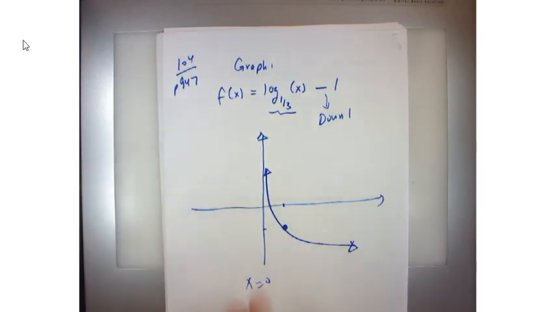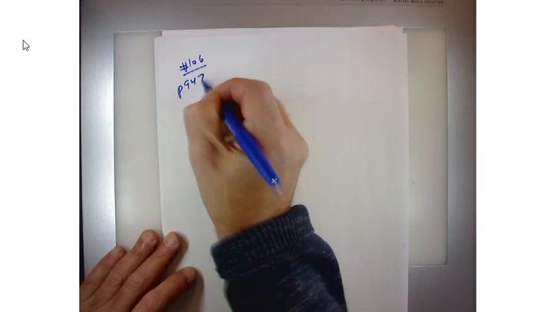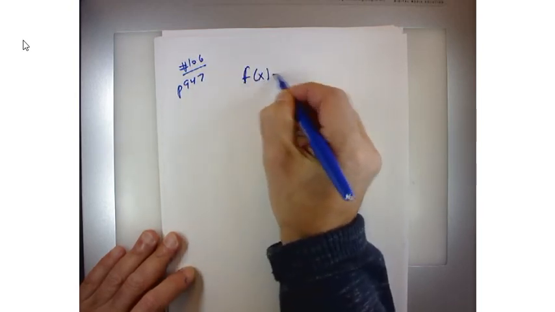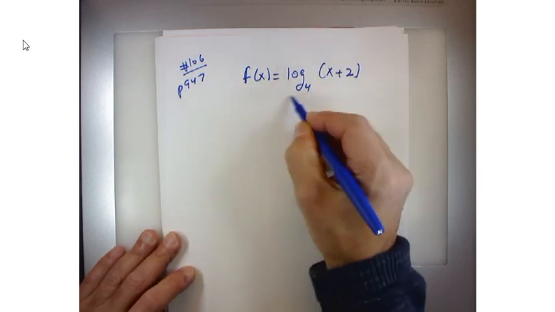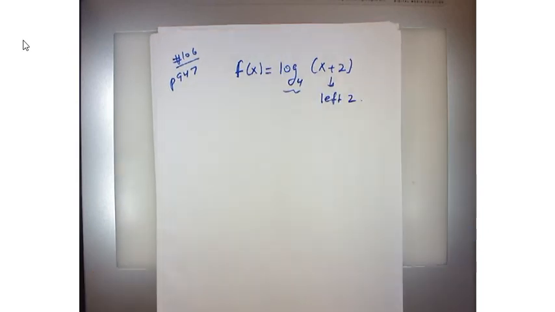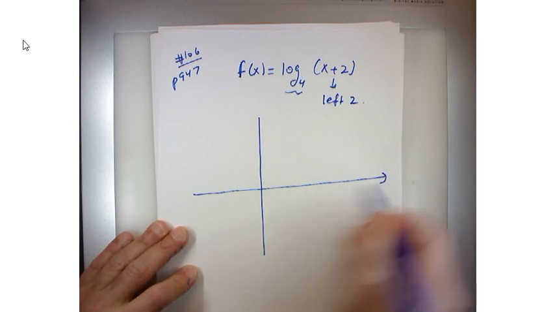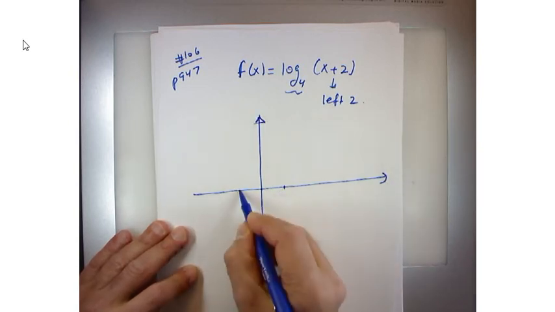And if you look at 106, page 947, f of x equals log base 4 of x plus 2. That's increasing, and it's left 2. So increasing, but we have to move it to the left 2. So (1, 0), if you move it to the left 2, it's (-1, 0).